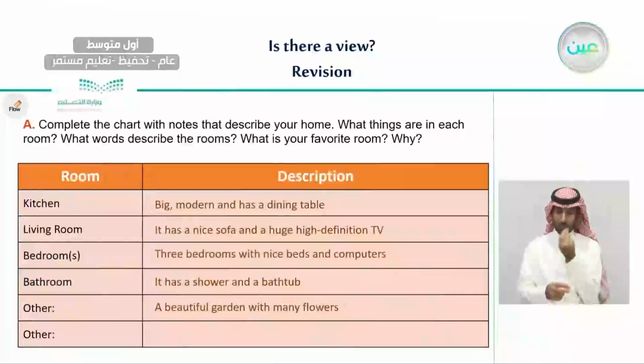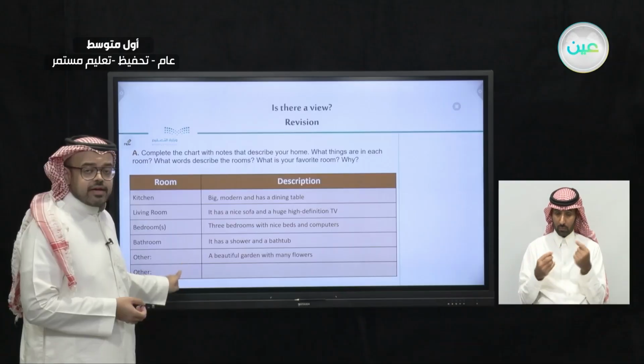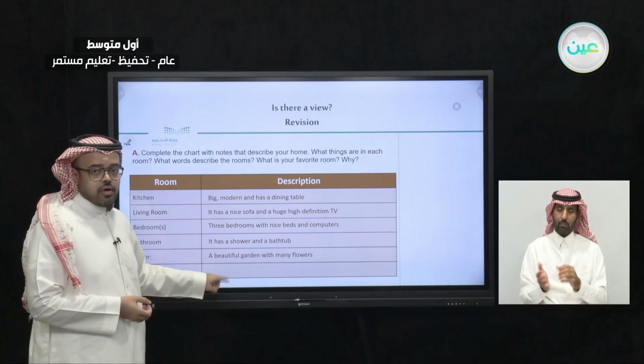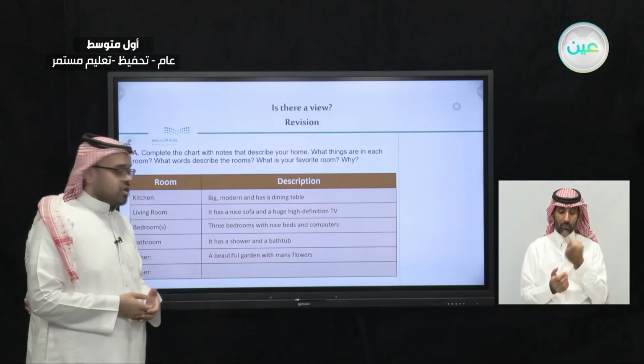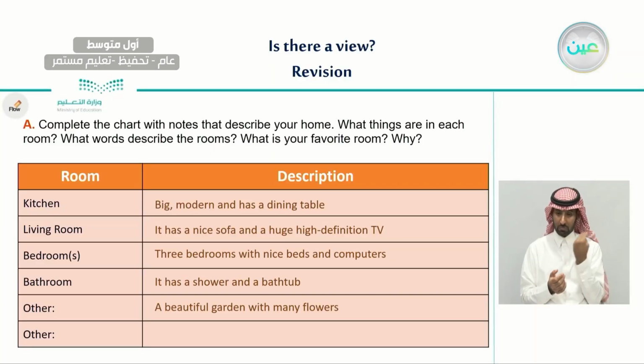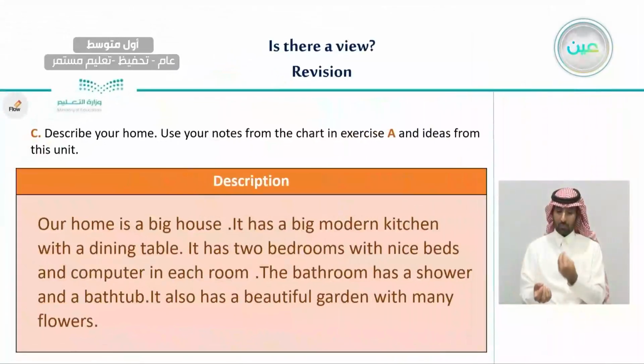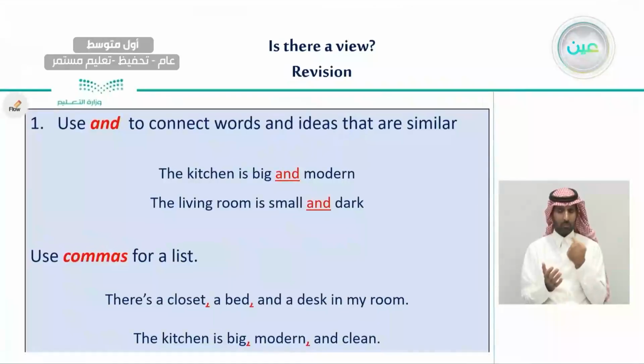And you said that if there is a room or something in the house that is not mentioned here, we can write it in other. Okay? We gave an example, a beautiful garden with many flowers, and we used it in the paragraph. The other part we also learned in the writing lesson is the conjunction.